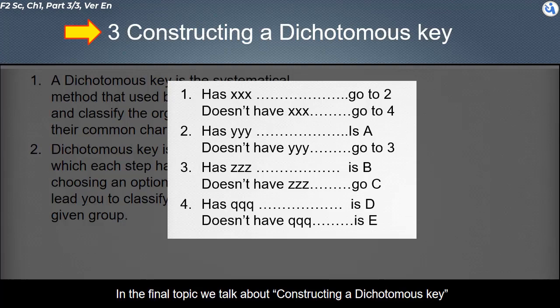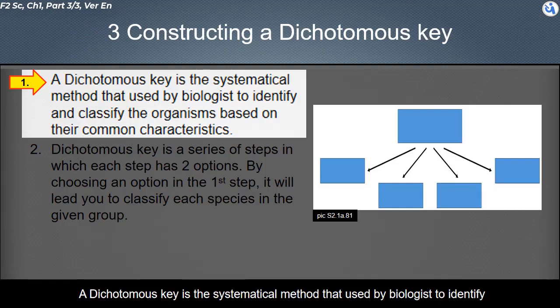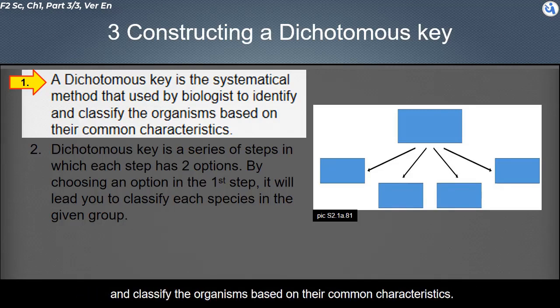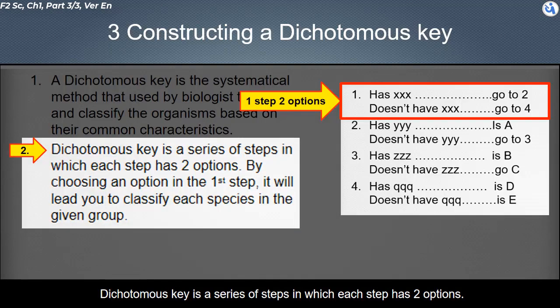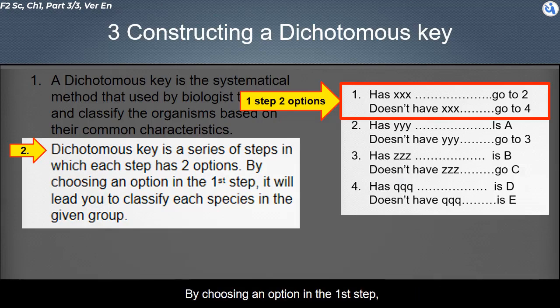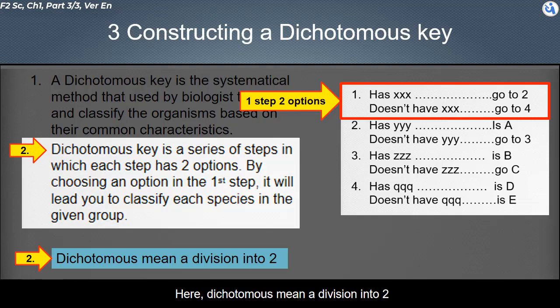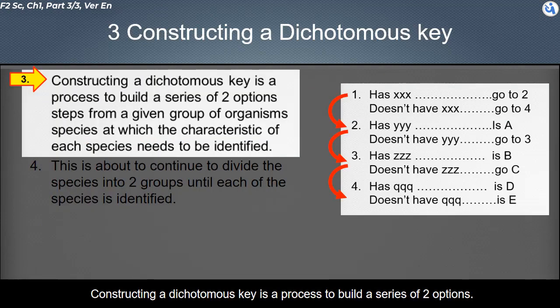In the final topic, we talk about constructing a dichotomous key. A dichotomous key is a systematic method used by biologists to identify and classify organisms based on their common characteristics. A dichotomous key is a series of steps in which each step has 2 options. By choosing an option in the first step, it will lead you to classify each of the species in the given group. Here, dichotomous means a division into 2.